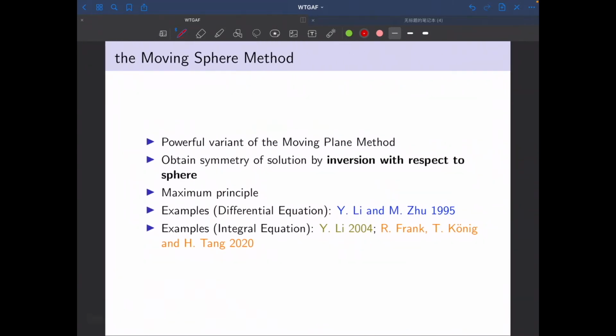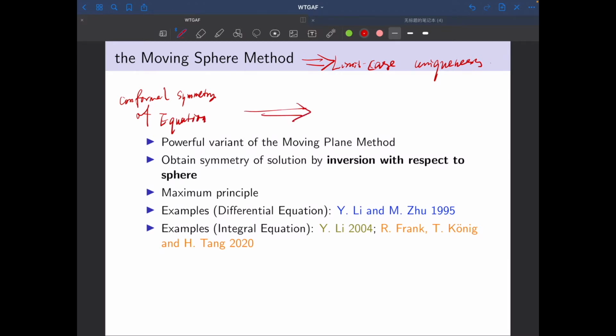Now I will start to talk about the proof of limit case uniqueness, using the method of moving spheres. The moving sphere method is a powerful variant of the moving plane method. You can think of it like the conformal symmetry of the equation will lead to conformal symmetry of solutions.